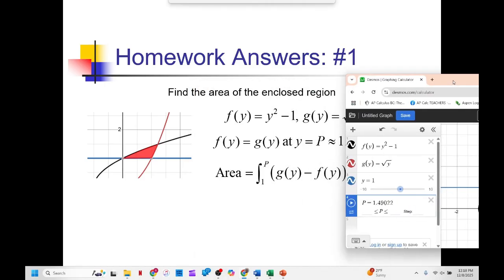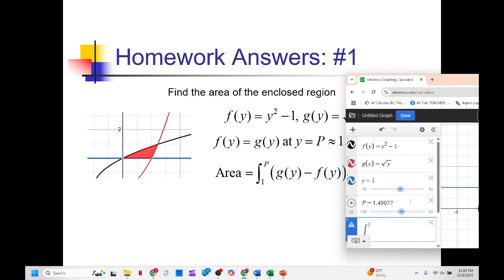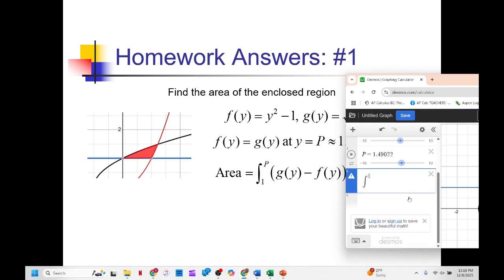And then it's back to Desmos to actually plug all that in. So going down here, we've got integral from 1 to p of g of y minus f of y, close parentheses, dy. And that comes out to about 0.267.